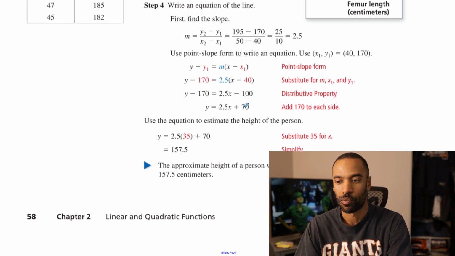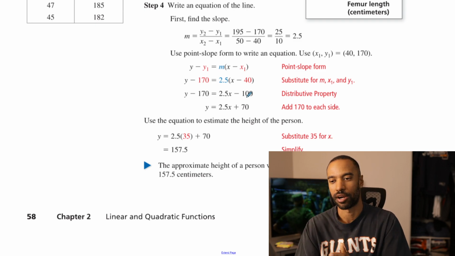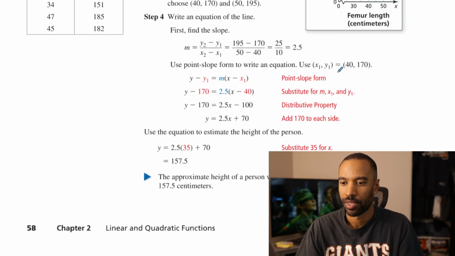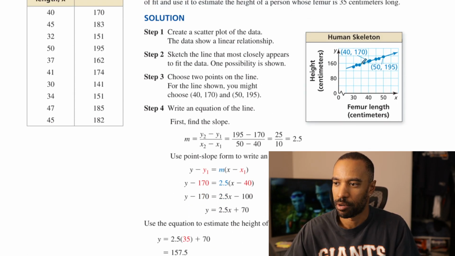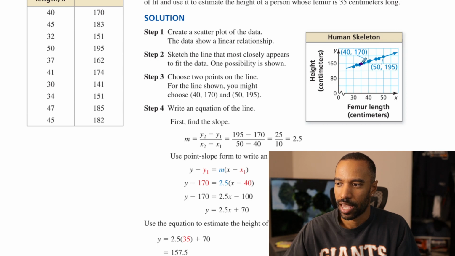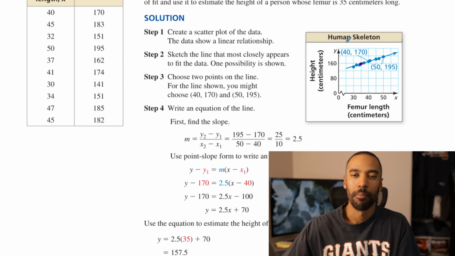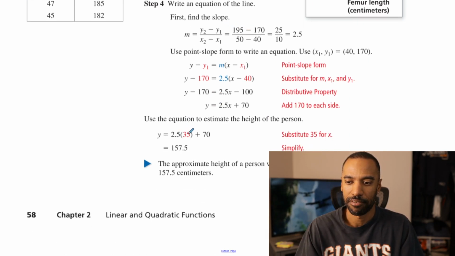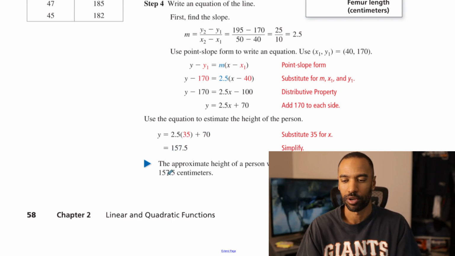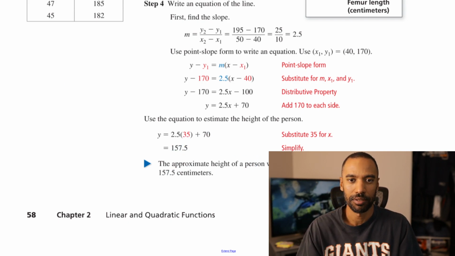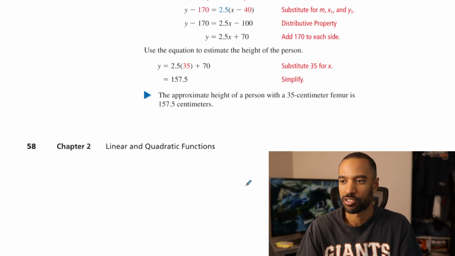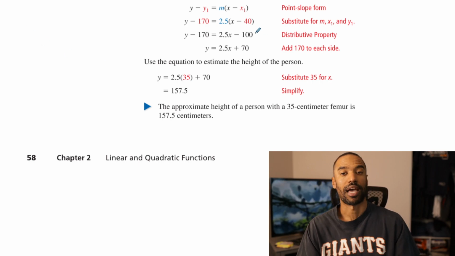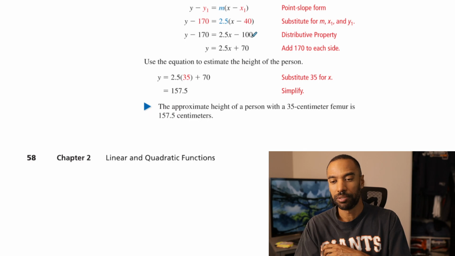And I don't know how that thing works. At some point, your data doesn't really seem to work in your model. But it seems to work for the information we have here, and we want to find it at a person who is 35 centimeters in height. So based off their line there, it's going to be somewhere close to 160 centimeters, but we're, of course, going to substitute 35 into our equation that we made. So we're going to do 2.5 times 35 plus 70, which is 157.5 centimeters. The approximate height of a person with a 35 centimeter femur is 157.5 centimeters. Now, that's our interpolation of that information.